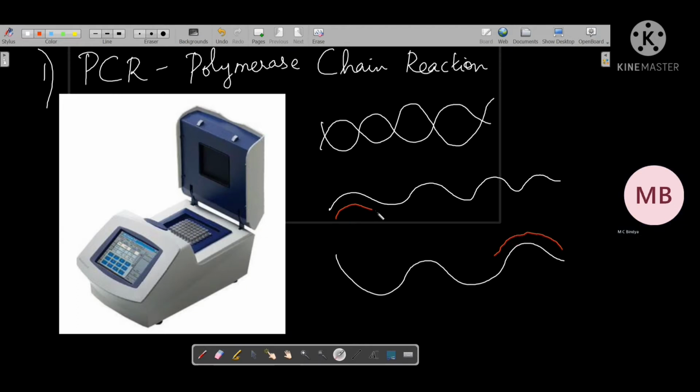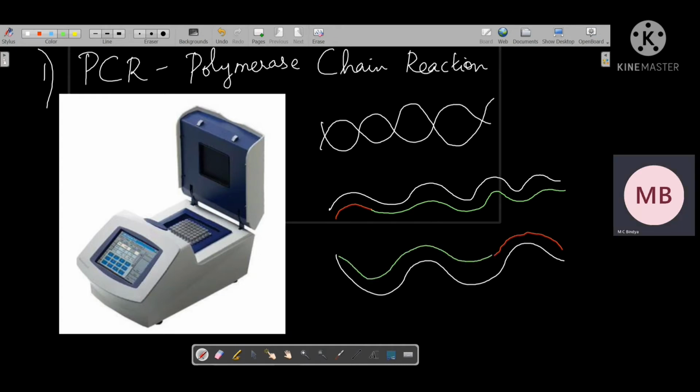The new strands will continue from this, and it will be laid according to the complementary bases present on the parent strands. The machine will also have nucleotides present to build up a new DNA strand. So suppose this is the new DNA strand formed. Like that, replication can be done. Now there are two DNA copies here.